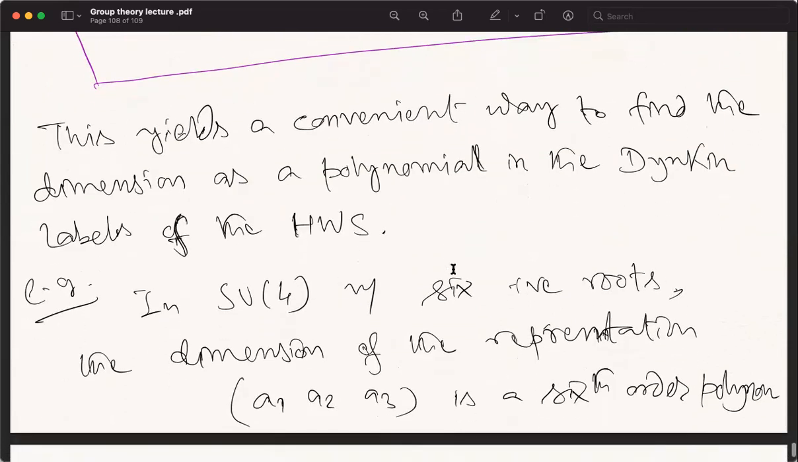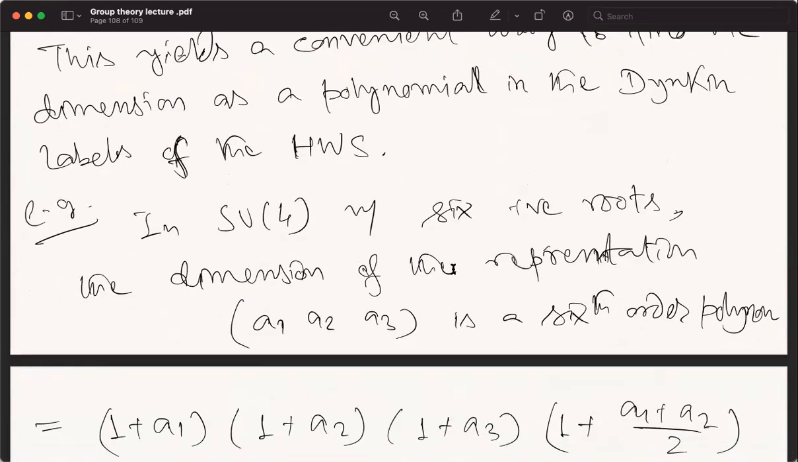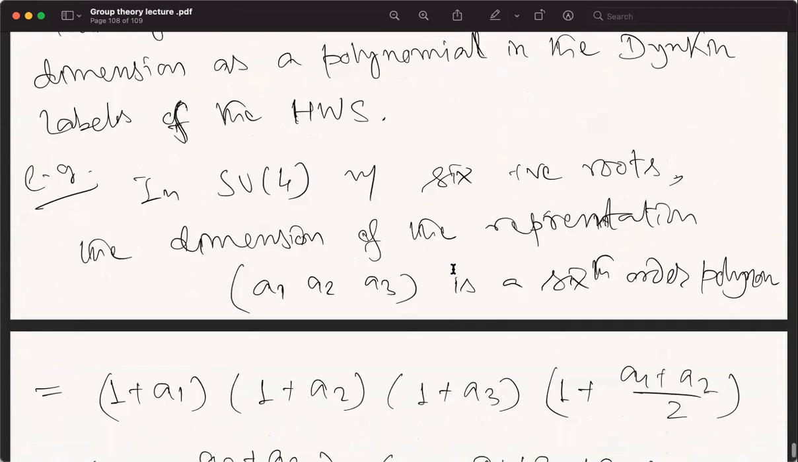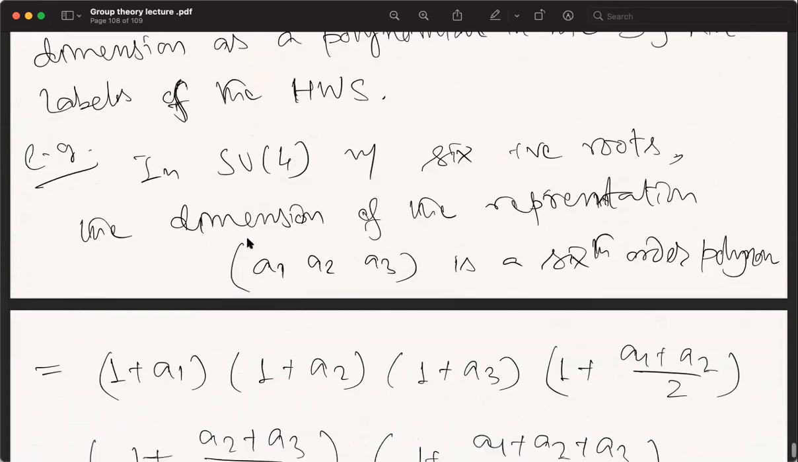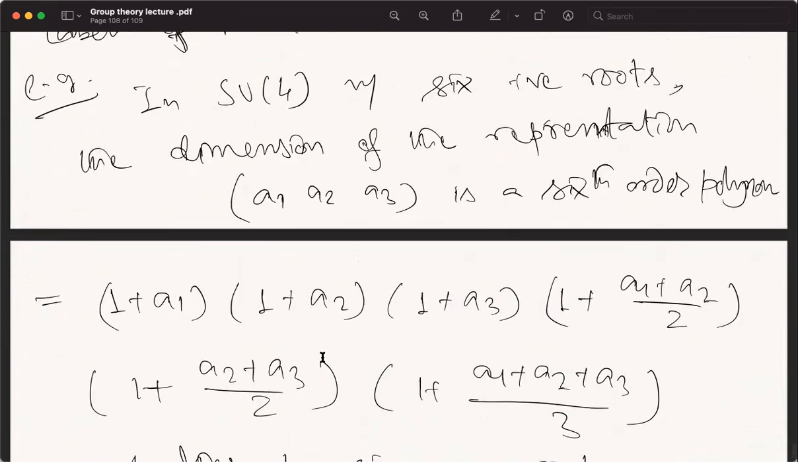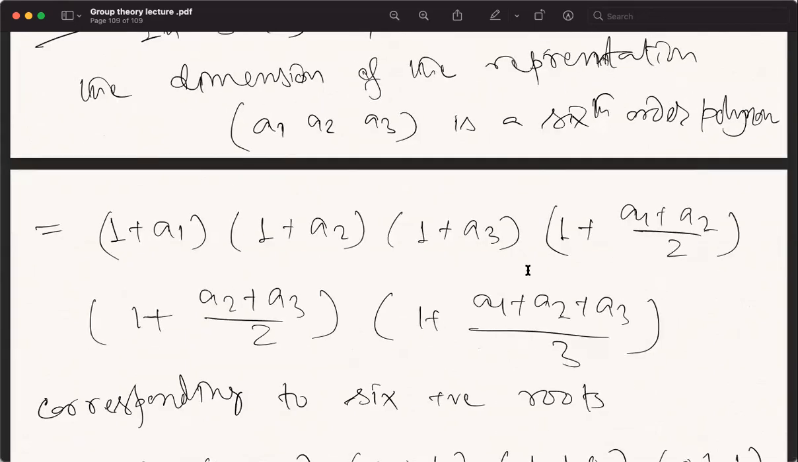Now, for example, in SU4, you can find that there are 6 positive roots, right? The dimension of the representation, which you label as A1, A2, A3, is a 6th order polynomial. So you write it down like 1 plus A1, 1 plus A2, 1 plus A3, 1 plus A1 plus A2 divided by 2, 1 plus A2 plus A3 divided by 2, and then 1 plus A1 plus A2 plus A3 divided by 3. And that's the dimension you get.